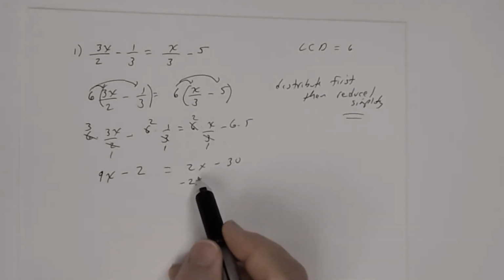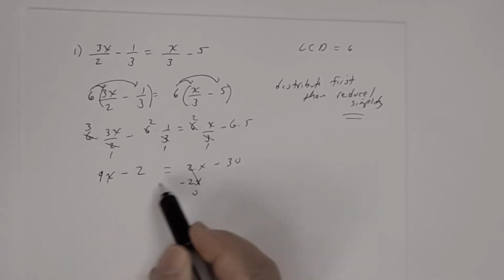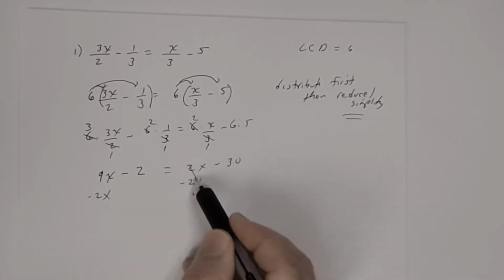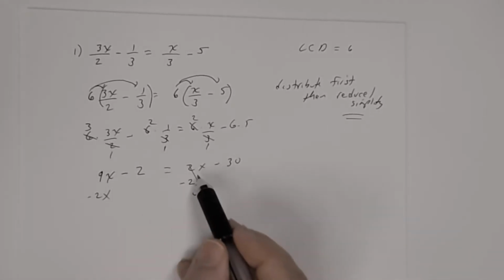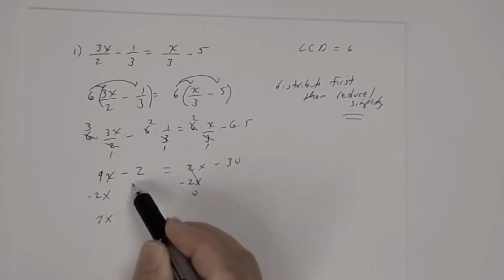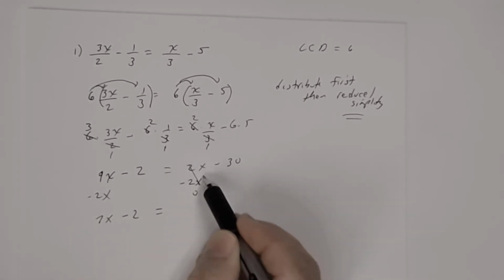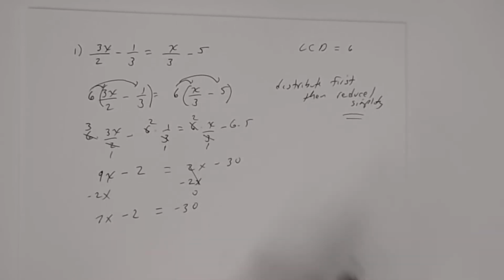So before you do anything, always check and see if it makes sense. 2x minus 2x is 0. But what I do to one side, I have to do to the other. So if I put it here, I got to put it here. And then let's combine like terms. So 2x minus 2x is 0. 9x minus 2x is 7x. I get 7x minus 2 equal, and then 0 and a negative 30 is a negative 30.